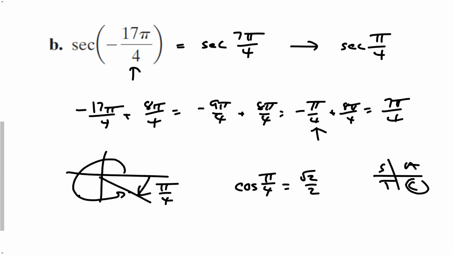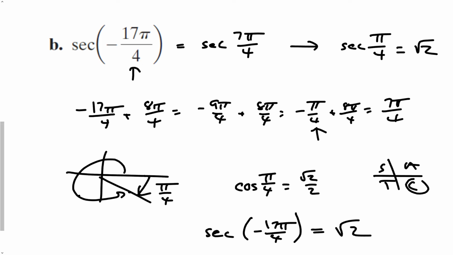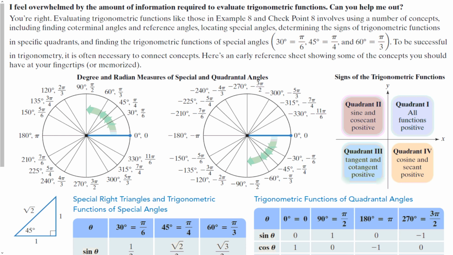So that means that the cosine of pi over 4 and the secant of pi over 4 are just reciprocals. The secant is going to be positive, so that makes the secant of pi over 4 the reciprocal of this, which is just the square root of 2. And so the answer to this question, the secant of negative 17 pi over 4, is going to be a positive number because it's in the fourth quadrant, so it is just the square root of 2. Okay. Whew.